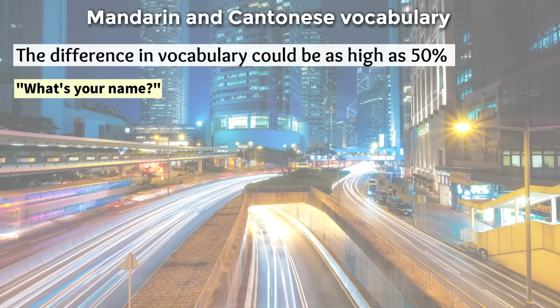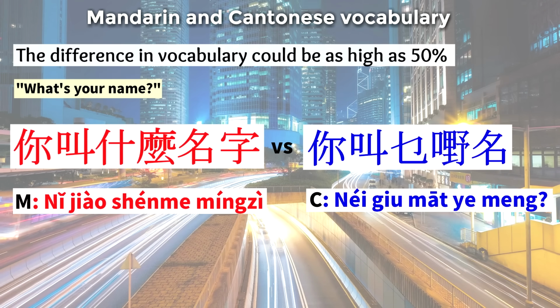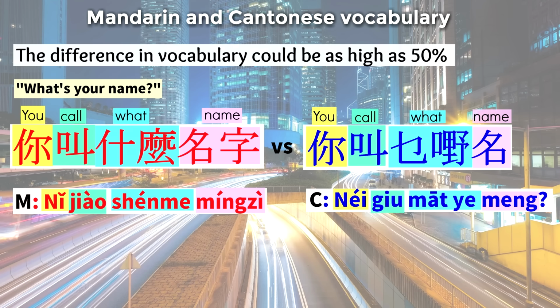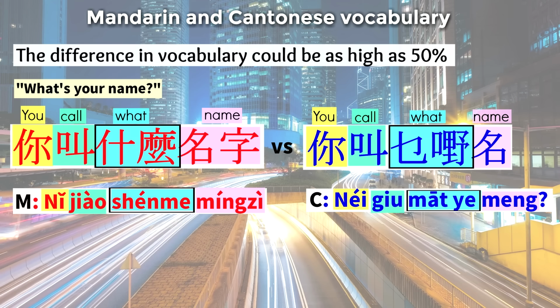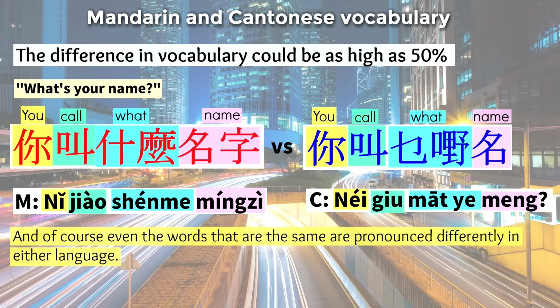In Mandarin, to ask someone's name, you would say, 你叫什么名字. In Cantonese, you would say, 你叫乜嘢名. Here you can see that the word order is the same, so the sentences are translatable word for word. If we translate word for word, we get you call what name, but some of the words are different. The word for what is different, and the word for name or first name is different. In Mandarin, it's a two-character compound word, and in Cantonese, it's a single character. Of course, even the words that are the same are pronounced differently in either language.